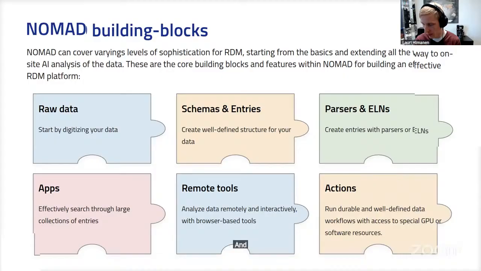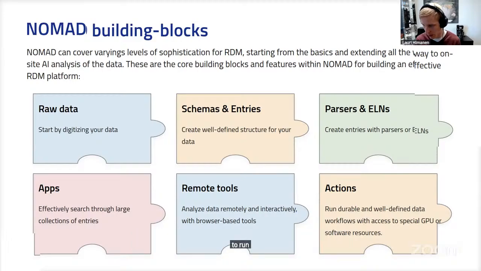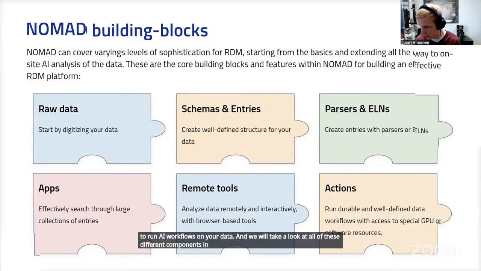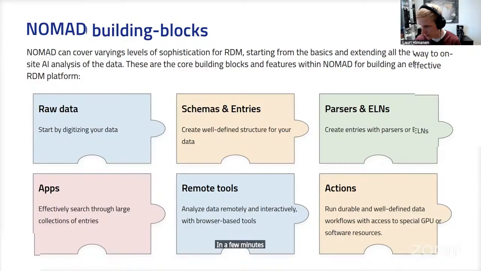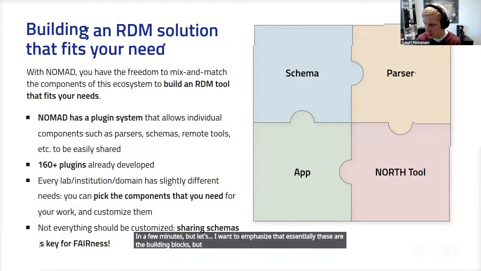And then we also have actions, which are durable, well-defined data workflows that might have access, for example, to GPU resources to run AI workflows on your data. And we will take a look at all of these different components in a few minutes, but I want to emphasize that these are the building blocks, and you decide how you want to mix and match them for your needs.